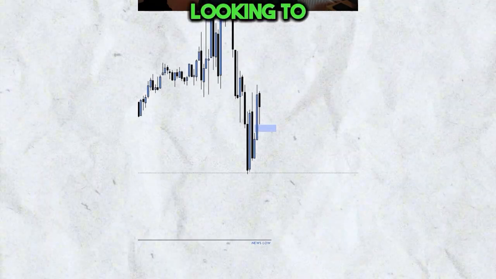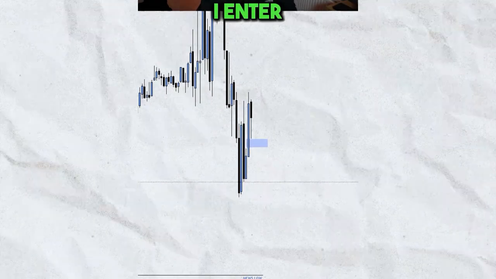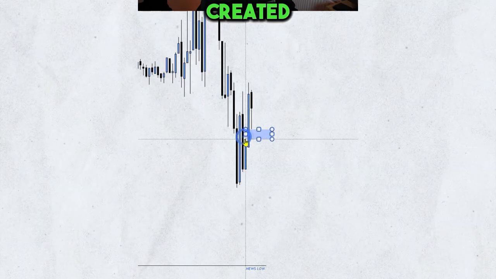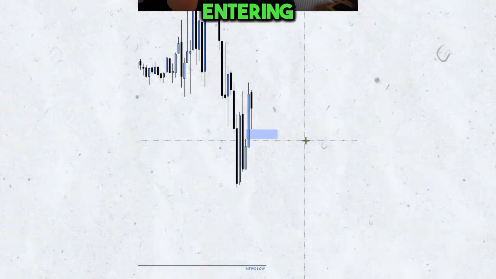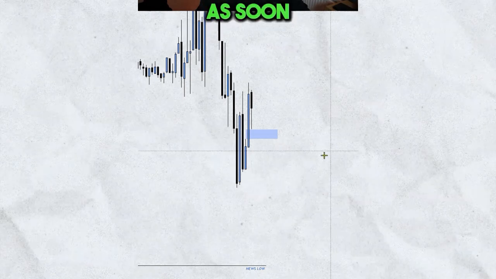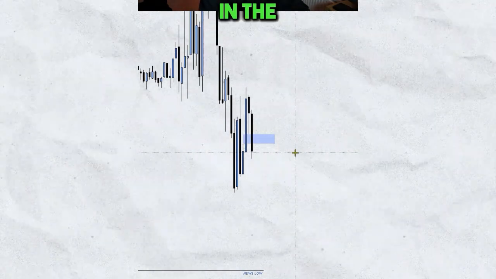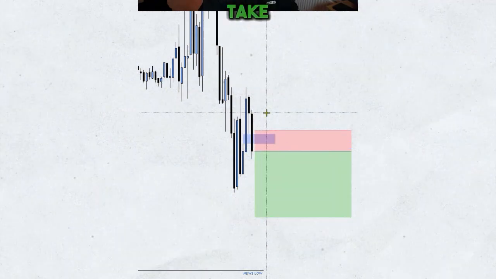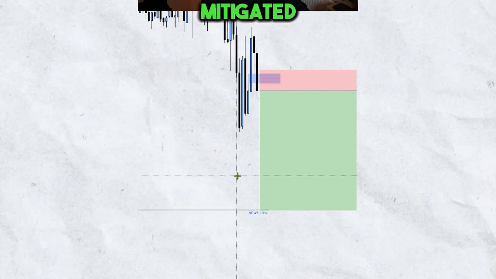Now when I'm looking to enter into the market targeting these news lows or news highs, I enter short positions from bullish fair value gaps. As you can see, we've created this 1 minute bullish fair value gap, and this is where I will be entering into my short positions. As soon as we get a candle close below a bullish fair value gap in the market, what this tells me is that we should now come down and either take some sort of sell side liquidity or at least tap into a bullish fair value gap that has not been mitigated yet.